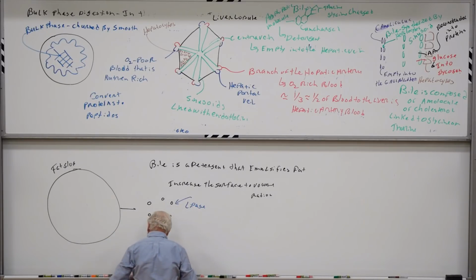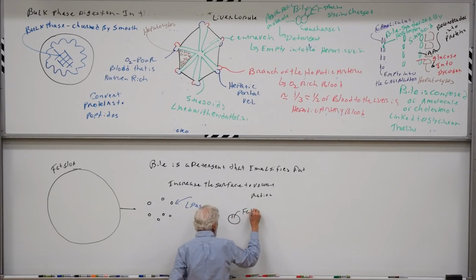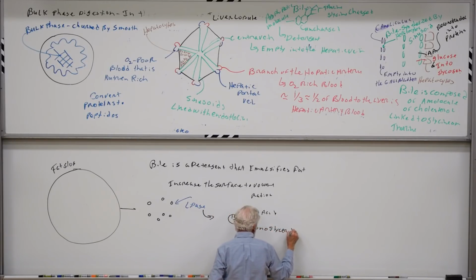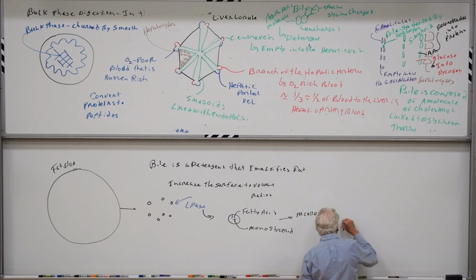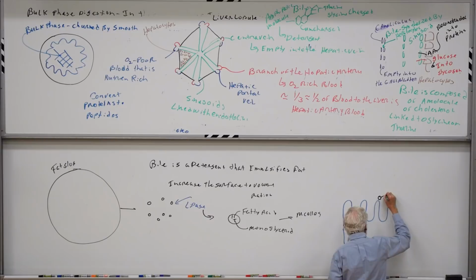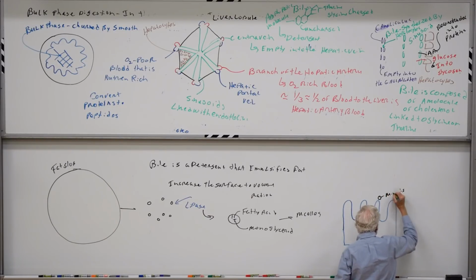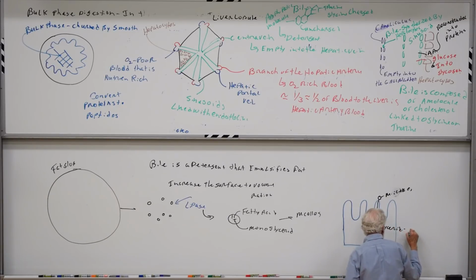And when we attack these BBs with lipase, what we end up with is 2 molecules of fatty acid and a single molecule of monoglyceride. When the micelles approach the microvilli, the components of the micelles, because they're lipid soluble, easily go right across the lipid membrane. And so now we have monoglyceride and fatty acids inside the cell.